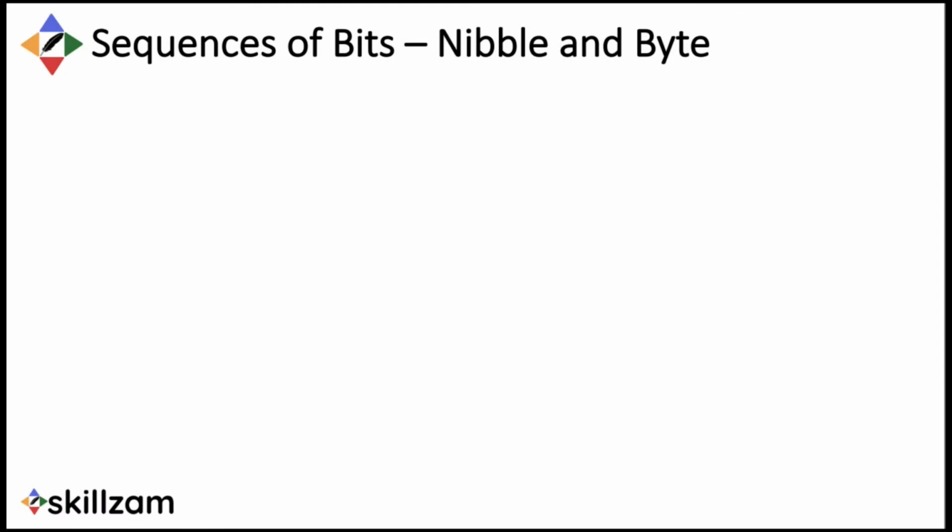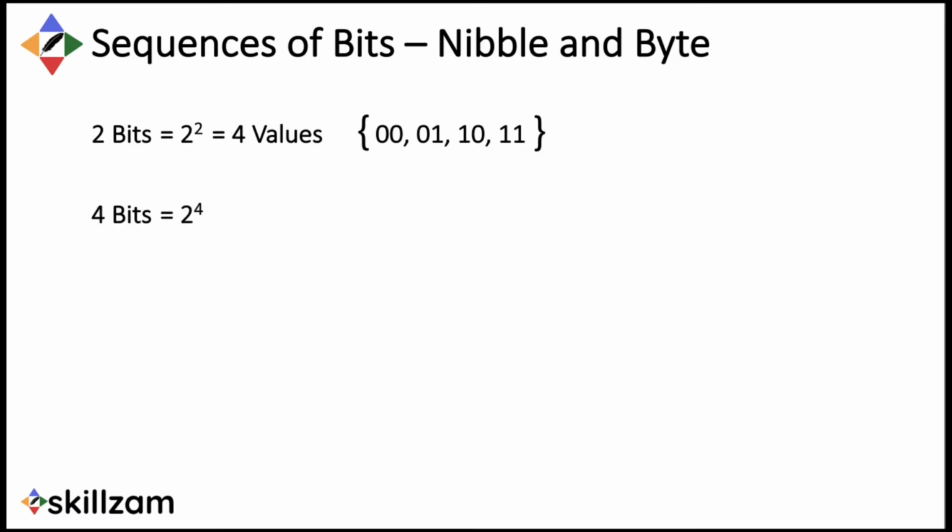Sequence of bits, nibble and byte. A single bit can only store two values. Bits are combined together into larger units in order to hold a greater range of values. Computers use multiple bits to represent data that is more complex than a simple on-off value. A sequence of 2 bits can represent 4 distinct values such as 00, 01, 10, 11. A sequence of 4 bits can represent 16 different values.